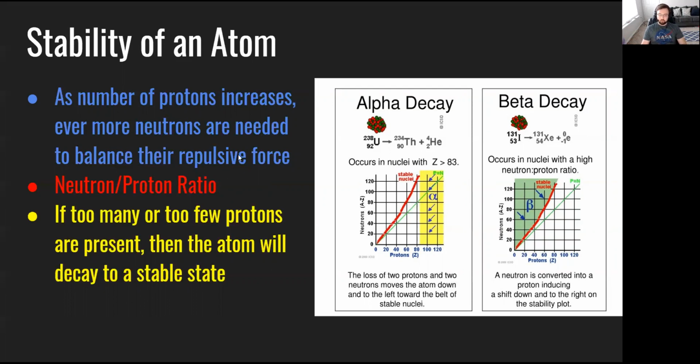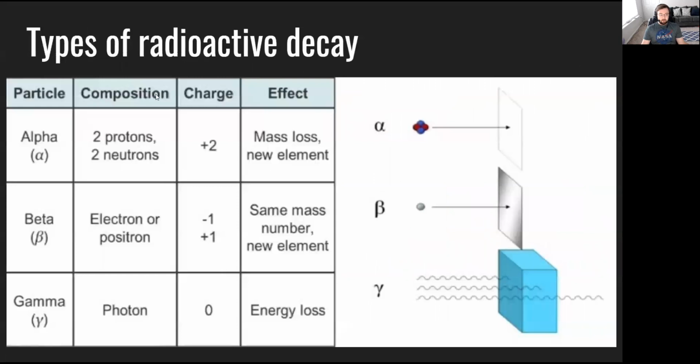The neutron-proton ratio is a very important measurement that gives you an idea of how stable a nucleus will be. If you have too many or too few neutrons, then the atom is going to decay to reach a stable state. It'll either undergo alpha decay or beta decay. It just depends on what the atom happens to need. So let's talk about those types of decay. We have alpha, beta, and gamma.